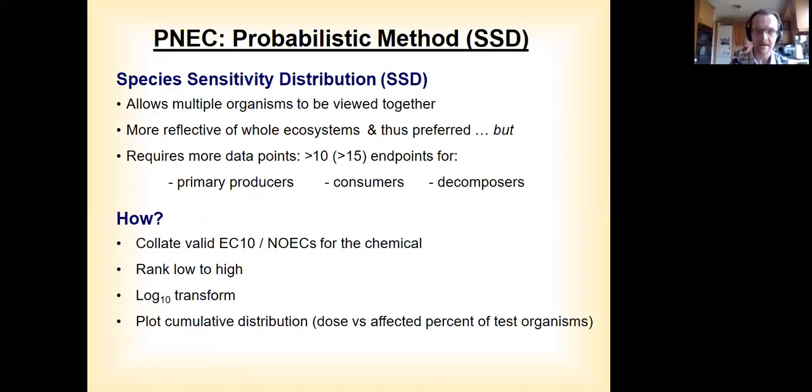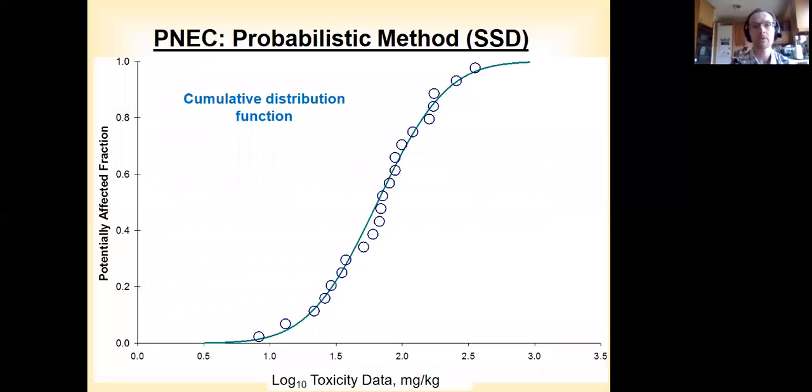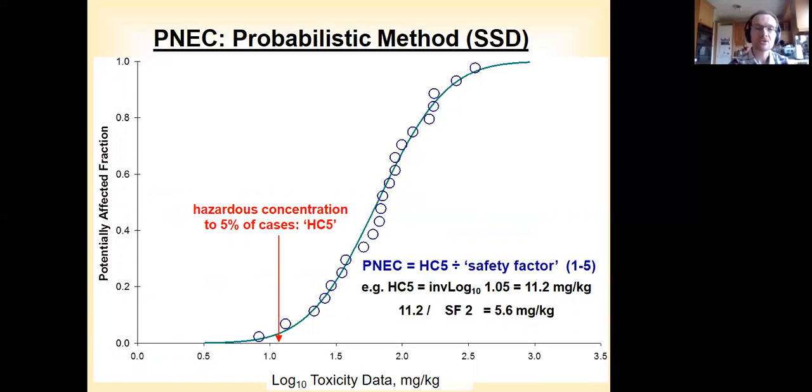Then we plot that out in a cumulative distribution of dose versus effective percent or affected fraction of test organisms. And we come up with this kind of graph here. So here we have our cumulative distribution function, or our species sensitivity distribution. We have on the y-axis the potentially affected fraction, or the proportion of organisms impacted. And on the x-axis, we have the log 10 toxicity data. So each of these data points represents an organism type or a species, an EC10 value or a NOEC value. That's been log transformed. And then we calculate the HC5.